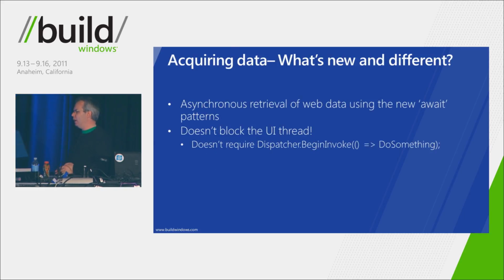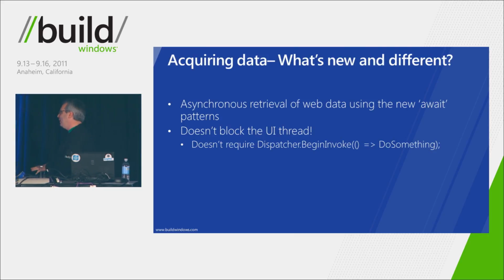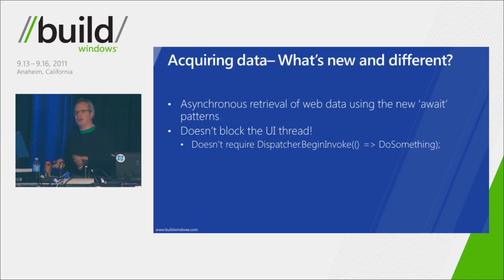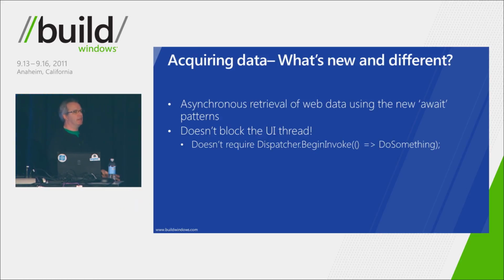Okay, so my personal favorite thing, as I've mentioned from the beginning, in Windows 8 development is asynchronous retrieval of web data using the new await patterns. For years and years, working in various companies and industries, getting data asynchronously has always been a real pain in the butt. There are so many different ways it could be done, and so much coding somebody would have to do.